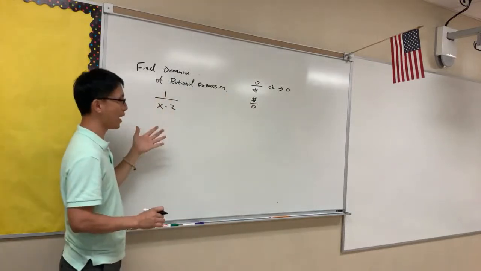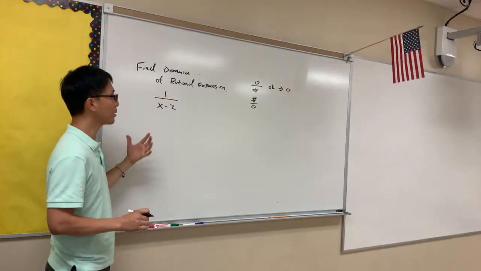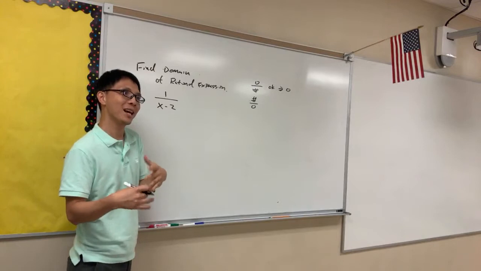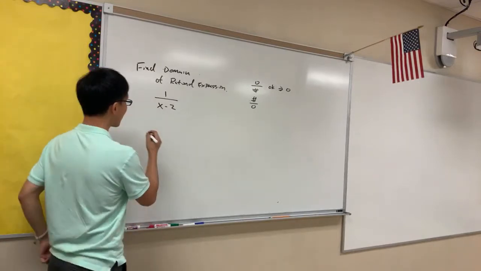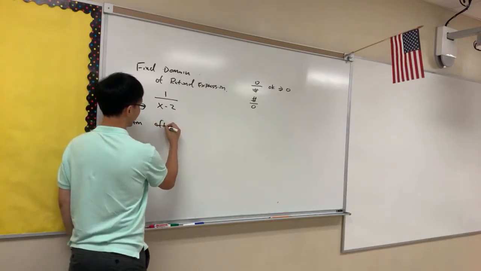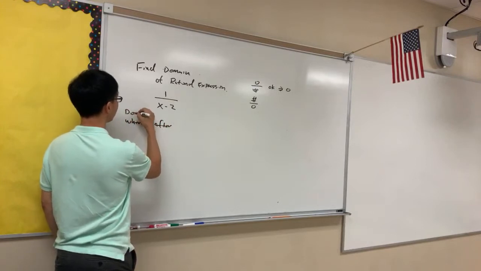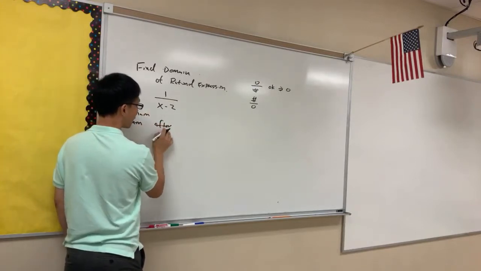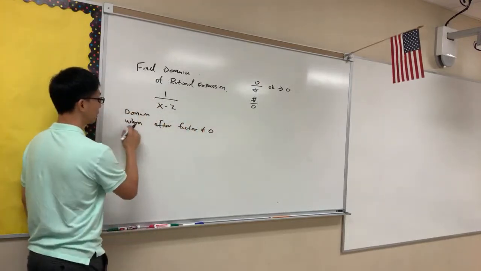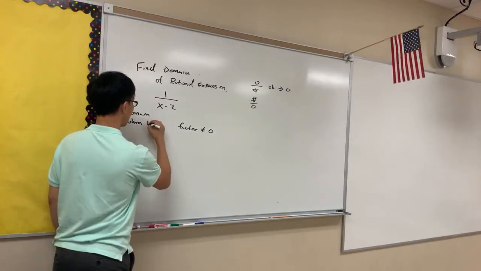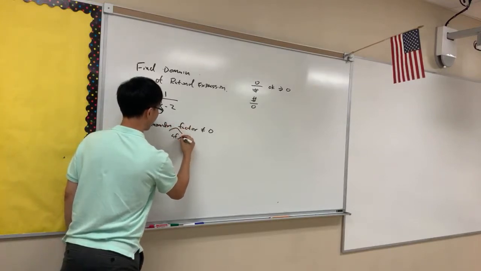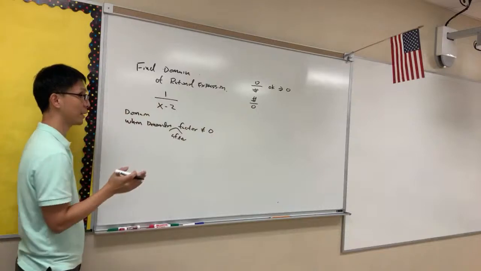So you cannot have a number over 0. Therefore, I need to find the domain of this function: what x can equal, and it's usually better to define what x cannot equal. In this case, it's usually after factoring. So for the domain, after factoring, when the denominator cannot equal 0.